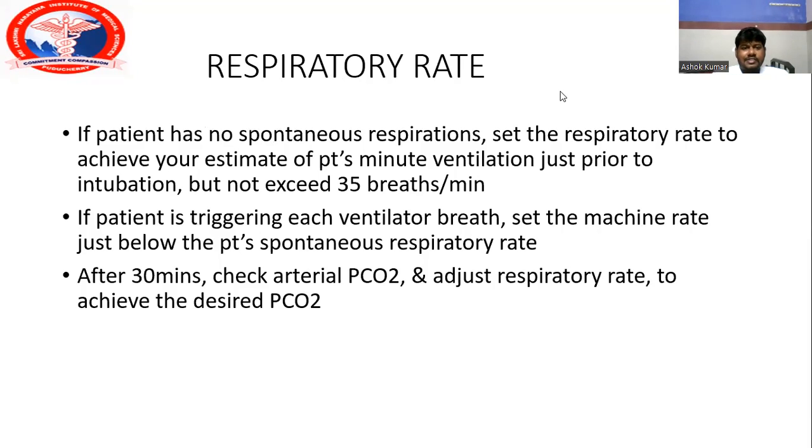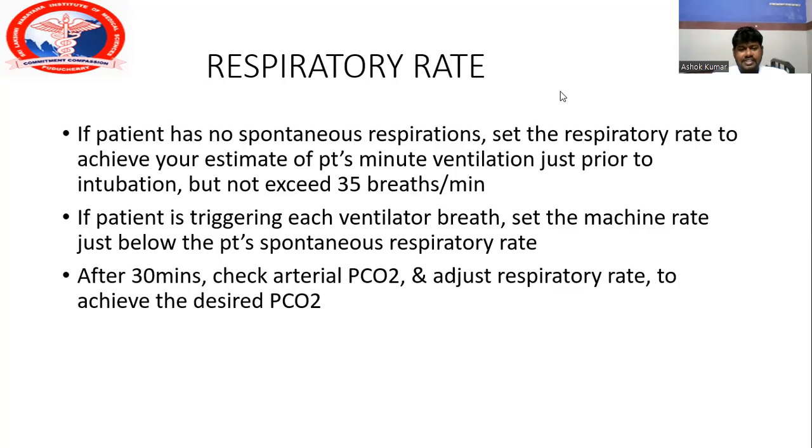Respiratory rate: if the patient has no spontaneous respiration, set the respiratory rate to achieve the estimated minute ventilation of the patient just prior to intubation, but not exceeding 35 breaths per minute. If the patient is triggering each ventilator breath, set the machine rate below the patient's spontaneous respiratory rate, as in synchronized intermittent mandatory ventilation mode.